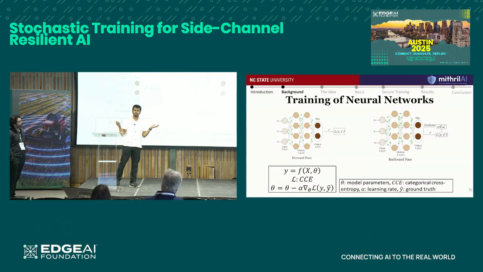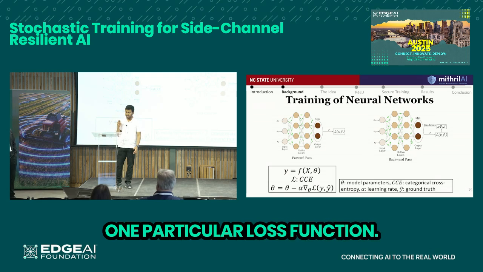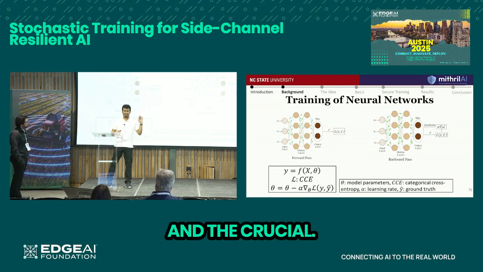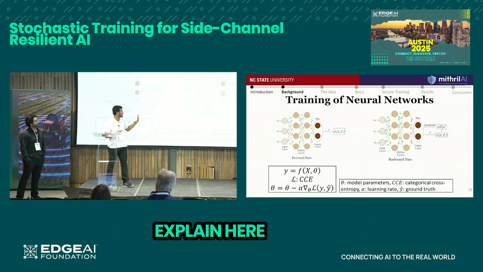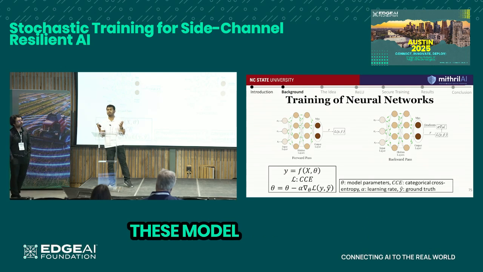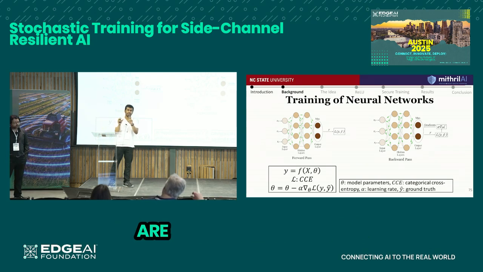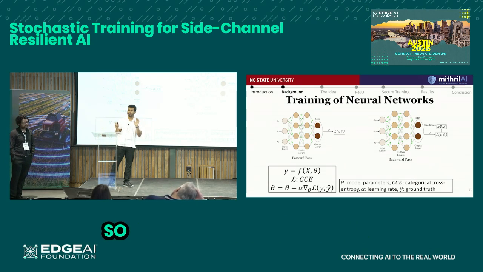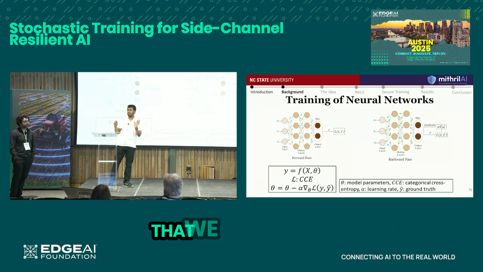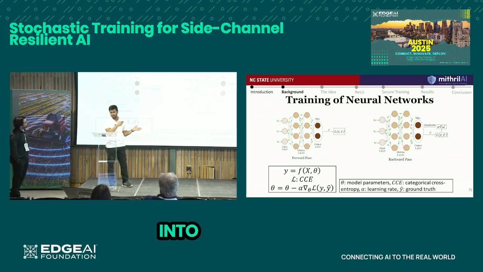There are many loss functions available. Here I'm just showing one particular loss function. And the main point I wanted to explain here is that the product of training is these model parameters, right? That is what we are tuning. Consider it like a bunch of knobs which we are tuning until we get a specific accuracy. So it's these model parameters that we really care about when we are training. Okay, and this will come into picture later.